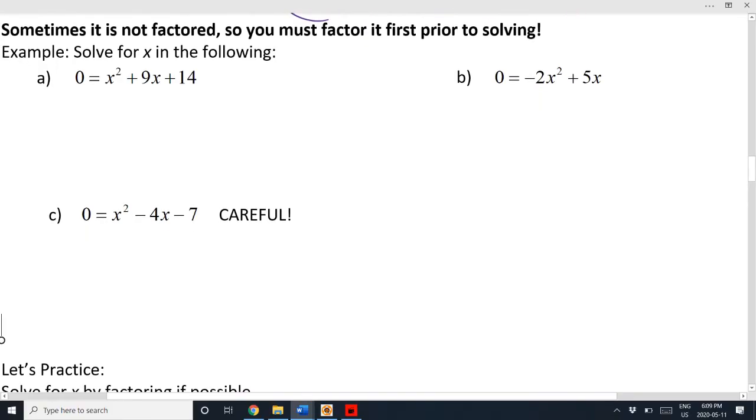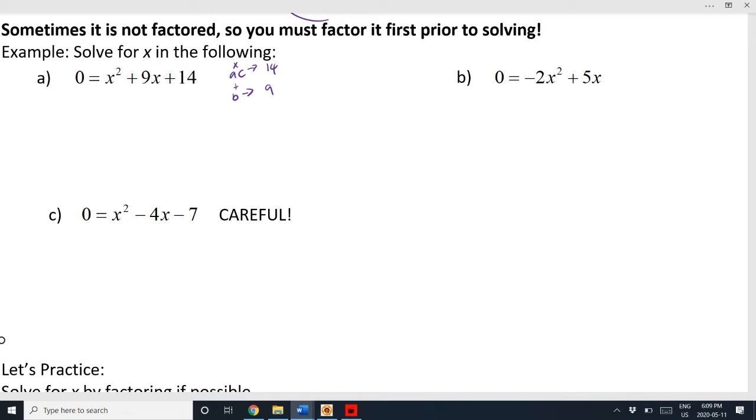Sometimes it is not factored, so you must factor it first prior to solving. Example, solve for x in the following. Okay, here it's already set up on one side, so we have to think of two numbers that multiply to a times c. In this case, a times c is equal to 14, and add up to b, and in this case, b is equal to 9. Can you think of two numbers that multiply to 14 and add up to 9?